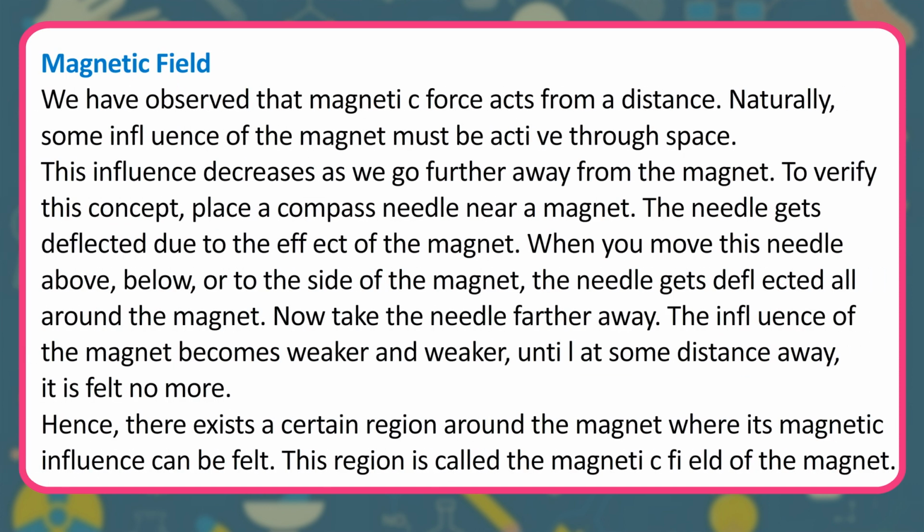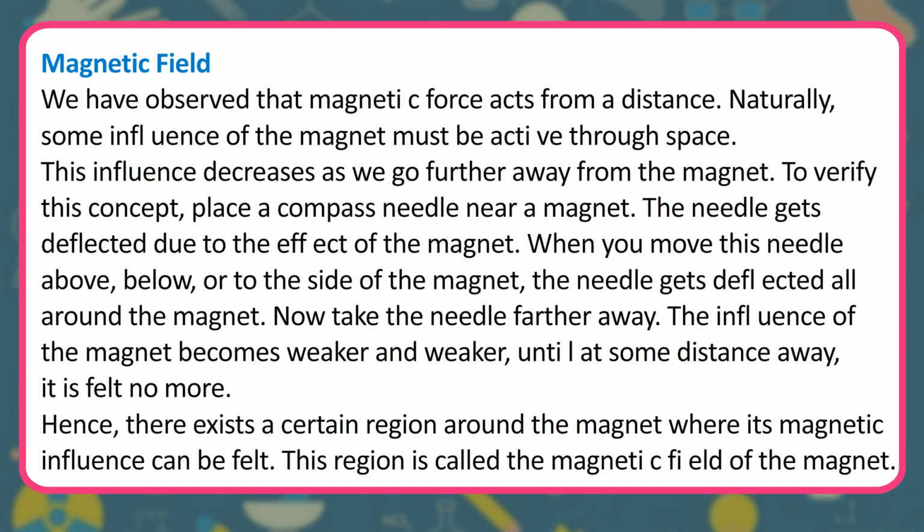Magnetic field. We have observed that magnetic force acts from a distance. Naturally, some influence of the magnet must be active through space. This influence decreases as we go further away from the magnet. To verify this concept, place a compass needle near a magnet. The needle gets deflected due to the effect of the magnet. When you move this needle above, below, or to the side of the magnet, the needle gets deflected all around the magnet.